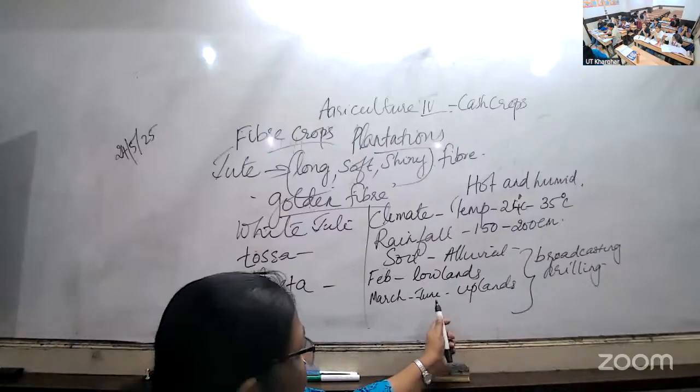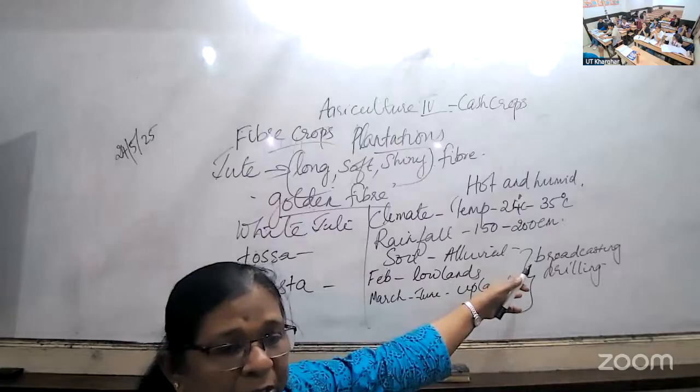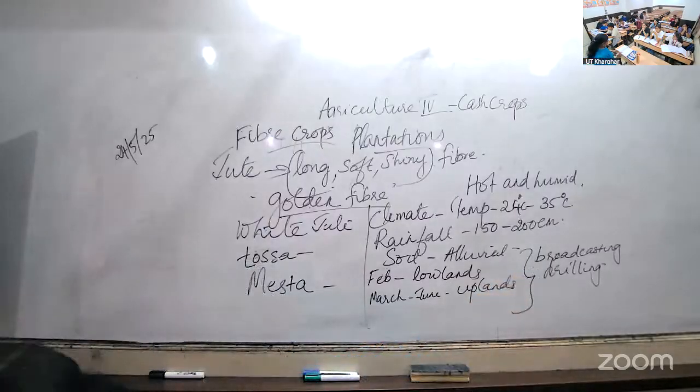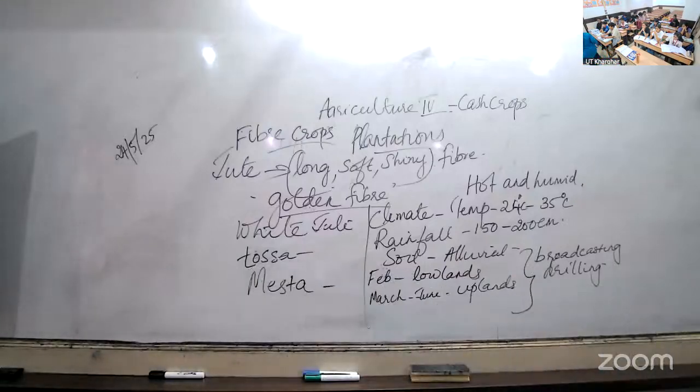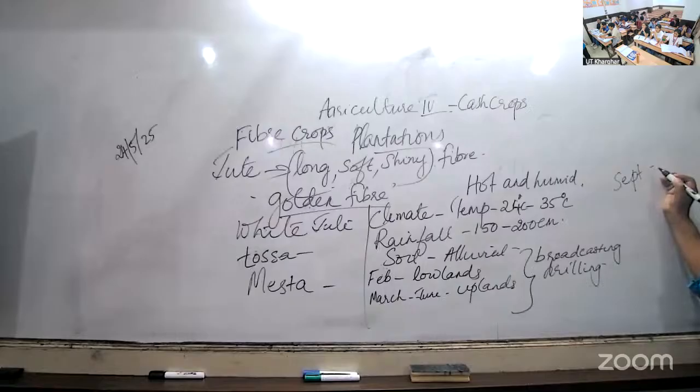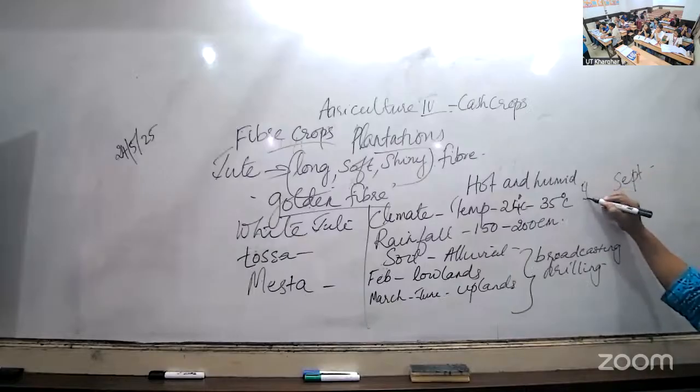So which are the methods of sowing, broadcasting or drilling method? Now, you just see what is the method of harvesting. The harvesting of this is done in which month? July to September. From July to September. Okay.